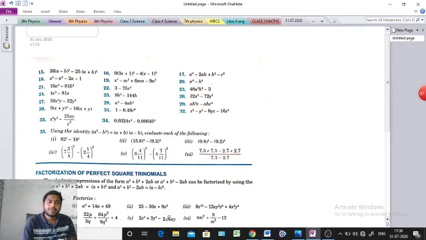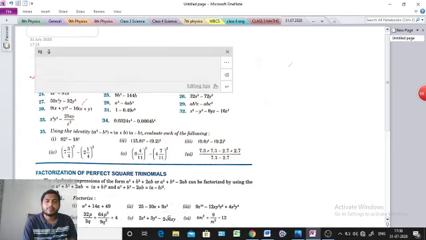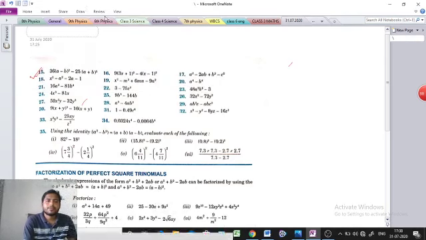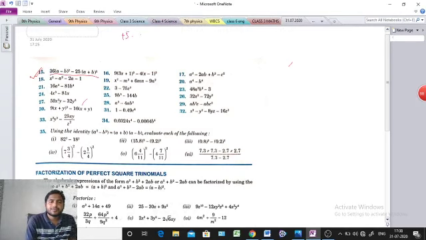See question number 15. Question number 15 is telling 36(a minus b) whole square minus 25(a plus b) whole square. See the question at first, everyone. What is the question? Just a minute. The question is 36(a minus b) whole square minus 25(a plus b) whole square. Okay, so I am writing the question: 15. 36(a minus b) whole square minus 25(a plus b) whole square. This is the question. So now what to do?